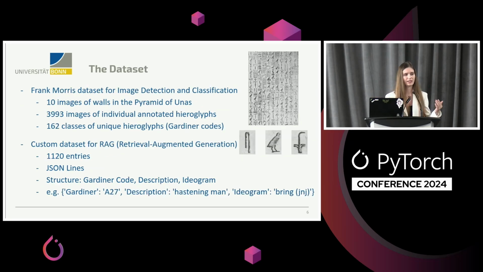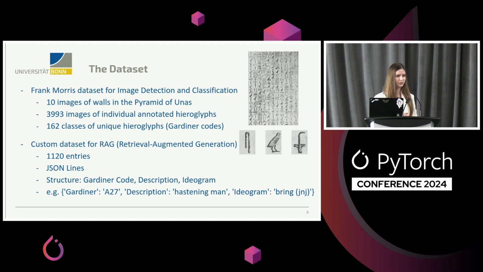The data sets that I used for my model training are, first of all, the Frank Morris data set for the image detection and classification. This is a data set with 10 images of the walls of the pyramids of Unas. Along with them are about 4,000 annotated images of individual hieroglyphs, along 162 classes of different Gardiner Codes.